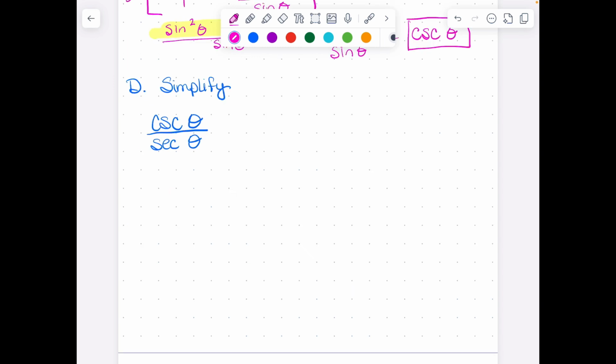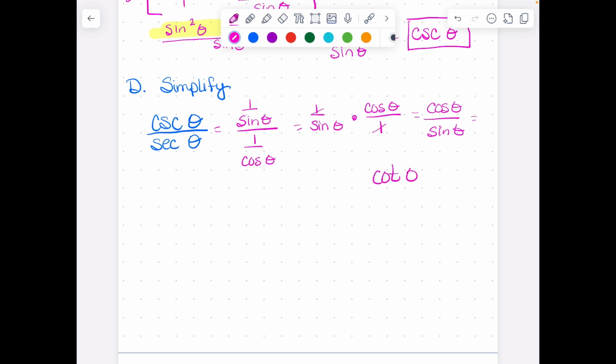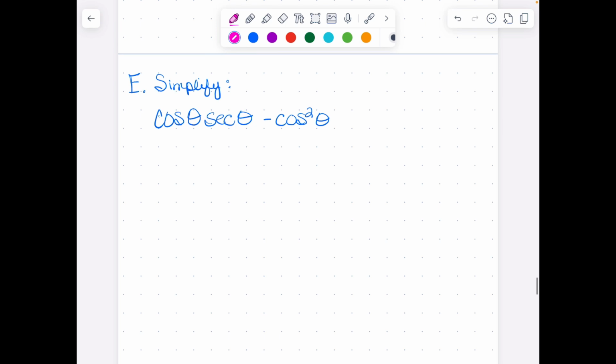Okay, so cosecant we can write as 1 over sine theta. Secant we write as 1 over cosine theta. And then we can multiply these. So we'll keep this one the same and then multiply by its reciprocal. So cosine of theta over 1. The 1's then cancel out, and then we're left with cosine of theta over sine of theta. If we look at our quotient identities, we'll know that this is the same thing as cotangent of theta. All right, try E and see how you do with that one.